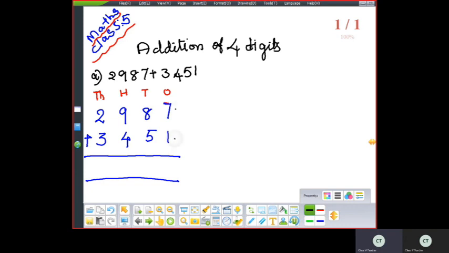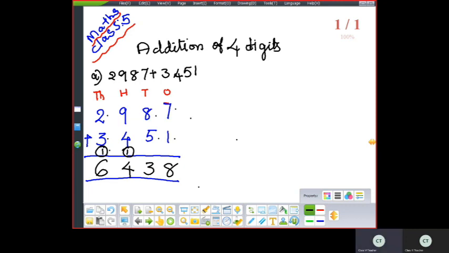Okay, 7 plus 1, 8. Starting from the ones addition, 7 plus 1, 8. 8 plus 5, 13. So 3 will be here and 1 will be carry over in the next place. It is on the 100 place. So 9 plus 4, 13. 13 plus 1, 14. So 4 will be here. Again 1 is carry over on the 1000 side. Okay. 3 plus 2, 5 plus 1, 6. Got it? So this is the addition of a 4-digit number.